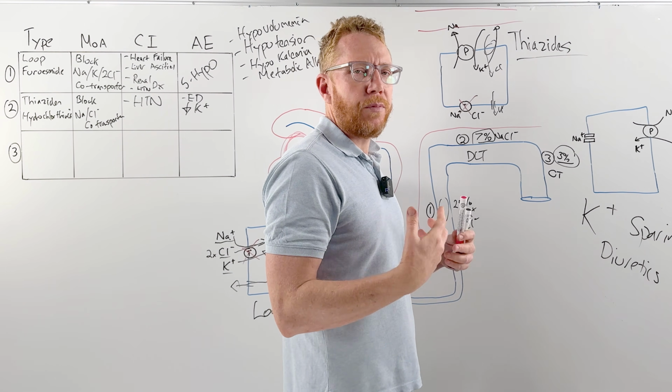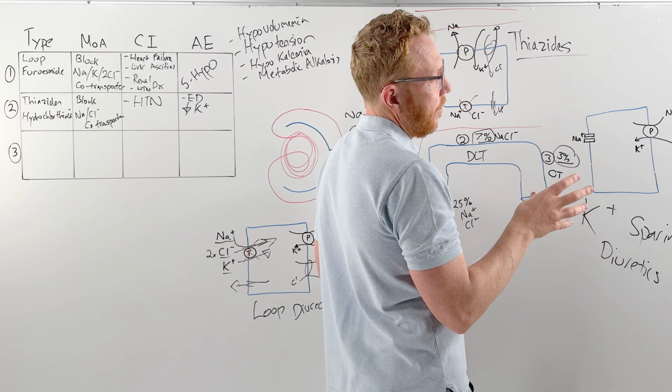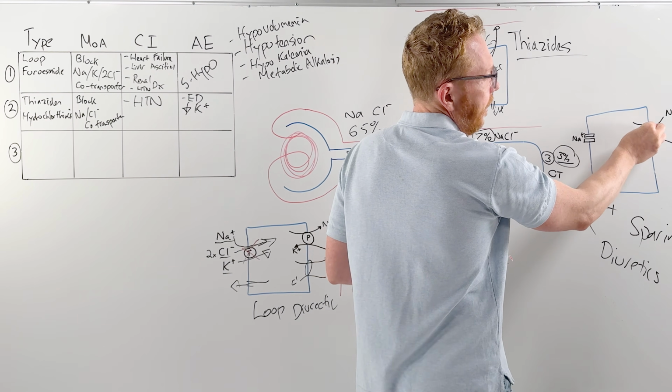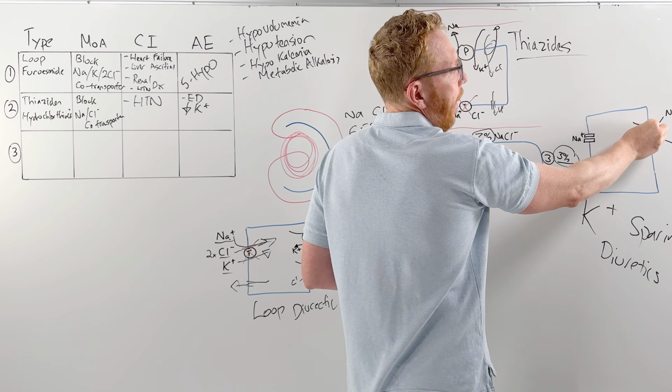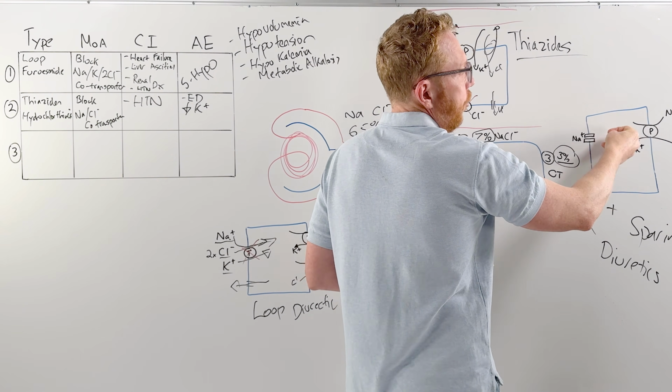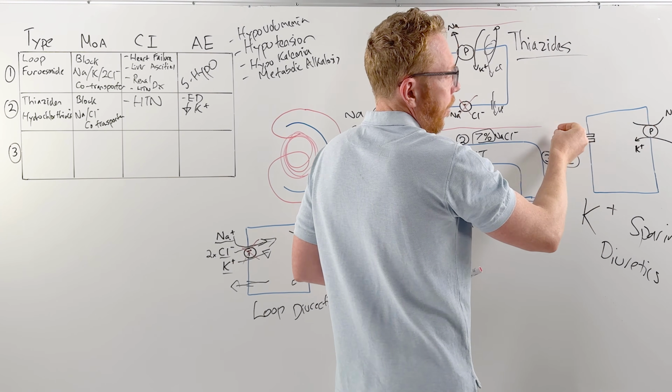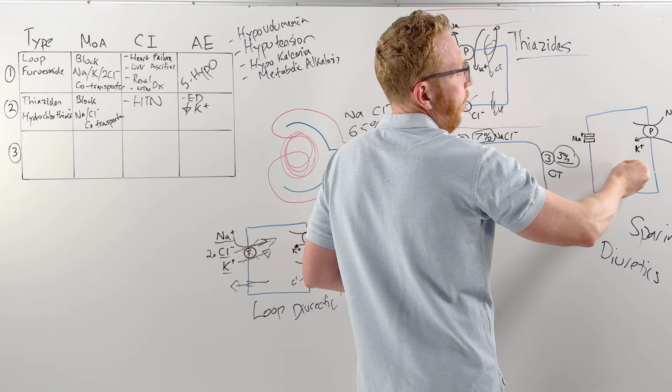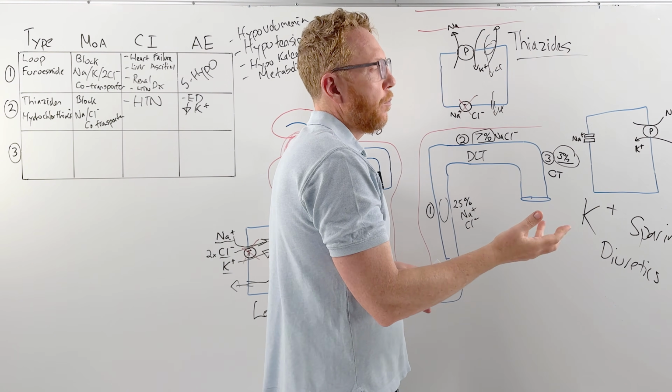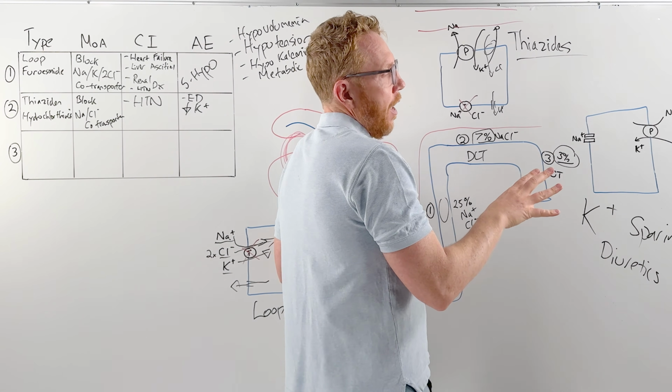So aldosterone comes from the adrenal gland. Aldosterone is a steroid hormone, so it essentially makes more of these pumps. If you make more of these pumps, you can generate more sodium drag. More sodium means more water, means more reabsorption, which is important for blood pressure.